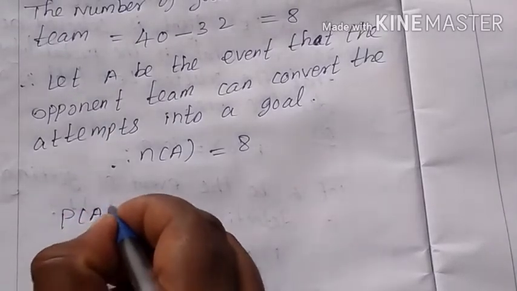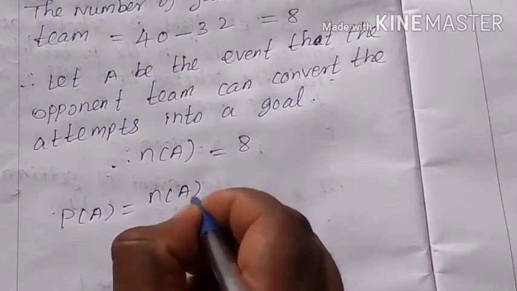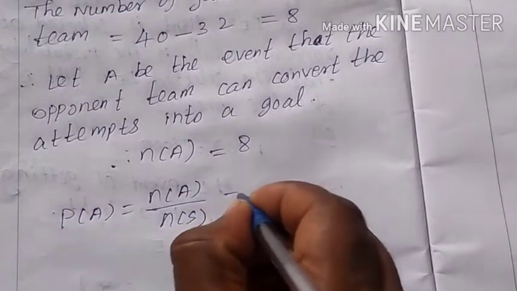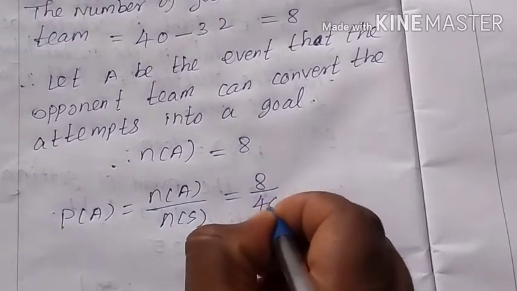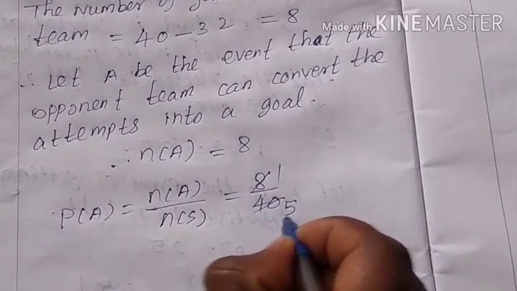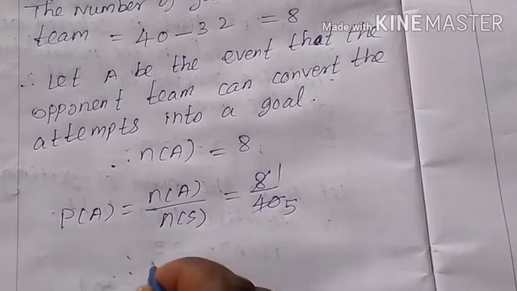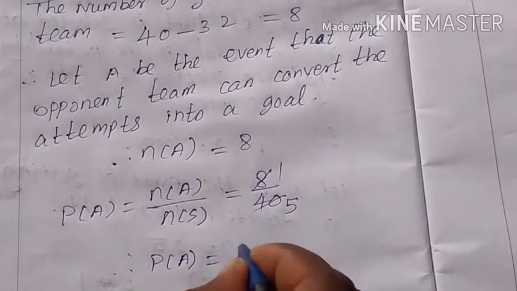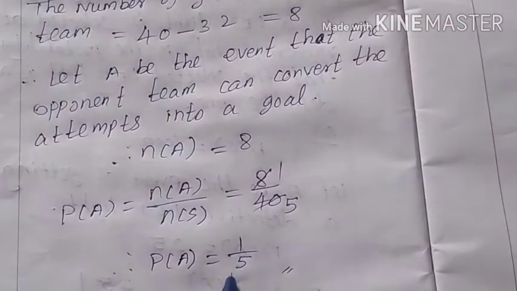Then P of A equals n of A divided by n of S, which is equal to 8 divided by 40. Okay, then 8 ones are 8, 8 fives are 40. Therefore, P of A equals 1 divided by 5. P of A equals 1 by 5. That's the answer. Have you understood?